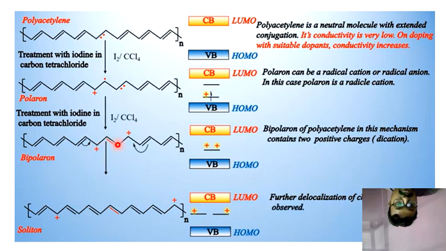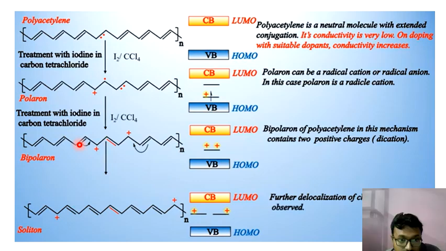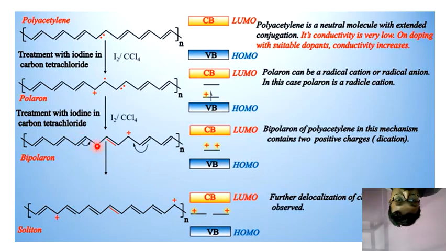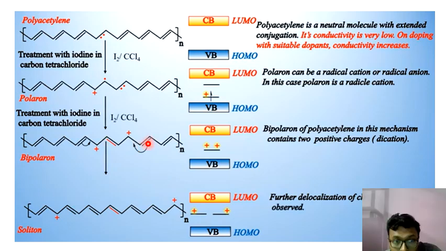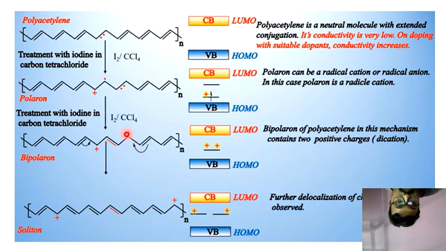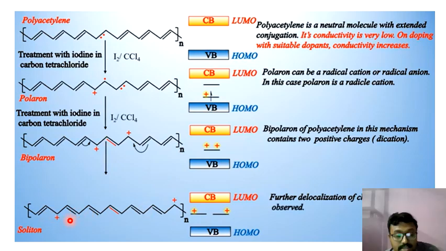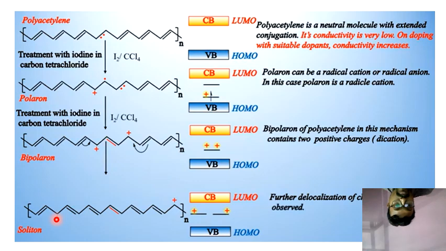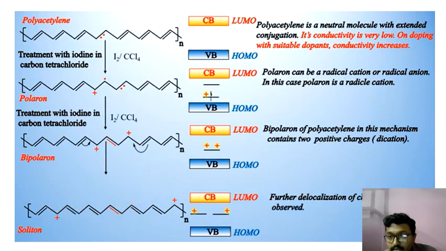When this dication is formed, the electron on this double bond can move to this side since a positive charge is present. Similarly, the electron on this double bond can move to this side because a positive charge is present. In that way, the double bond is moving, and the positive charge is also moving in the opposite direction. So the positive charge is moving from one side of the polymer to the other, and because of that, we will get conduction. We will get the delocalization of the electron, making the polymer much more conductive.